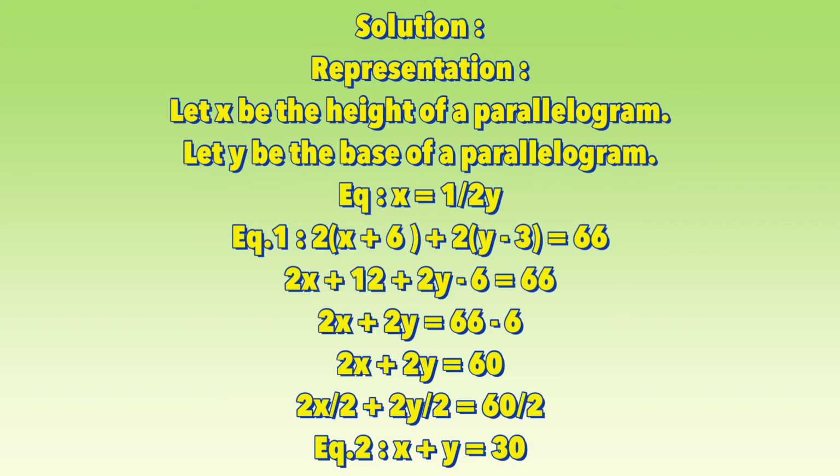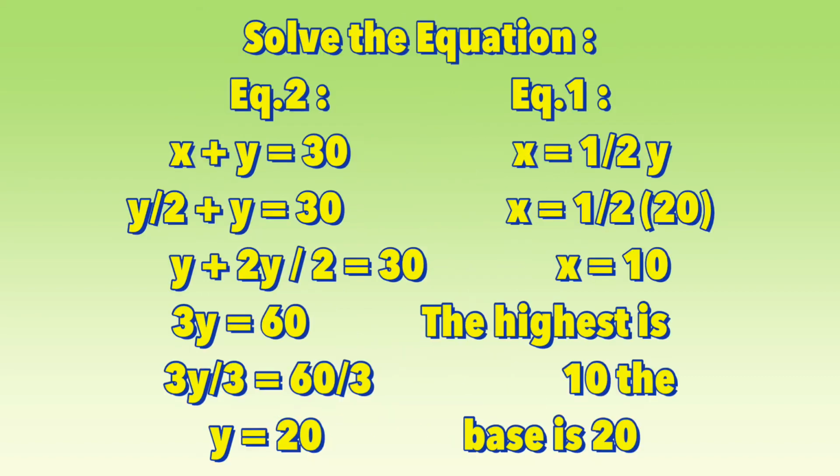Since we now have equation 1 and equation 2, we can solve by using the substitution method. We will use equation 2 first. x plus y equals 30. The value of x is 1/2 y. This 1/2 y we're going to combine into one fraction. It becomes now y over 2. So the equation is now y over 2 plus y equals 30.